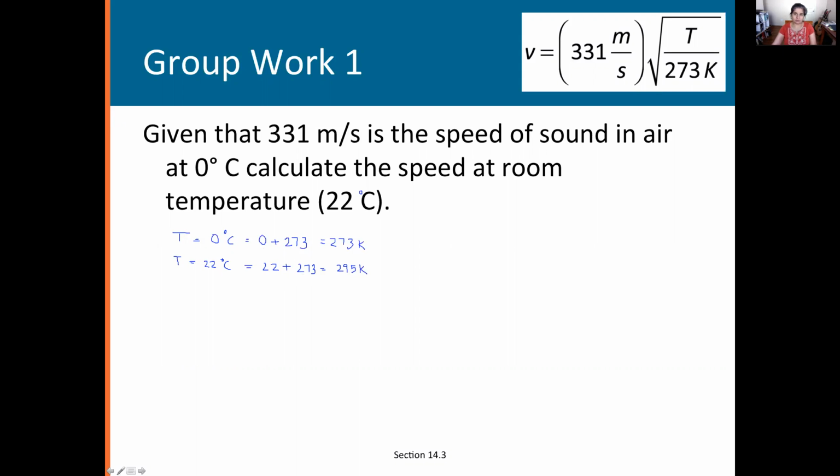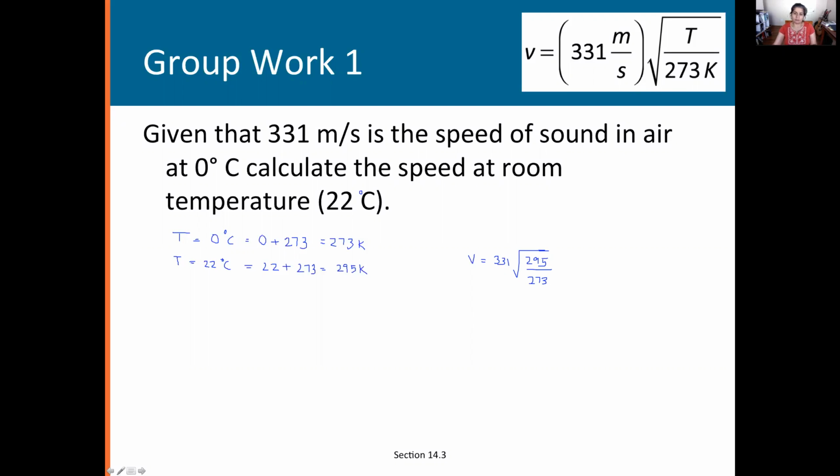And now you just need to use the equation for velocity and substitute your values in. So it's going to become V equals 331 times the square root of 295, the temperature that we are at, compared to 0 degrees Celsius, 273. Okay? Square root of the whole thing. And you just work this out in your calculator. You should get the same result as me, which you're going to see on the next slide.